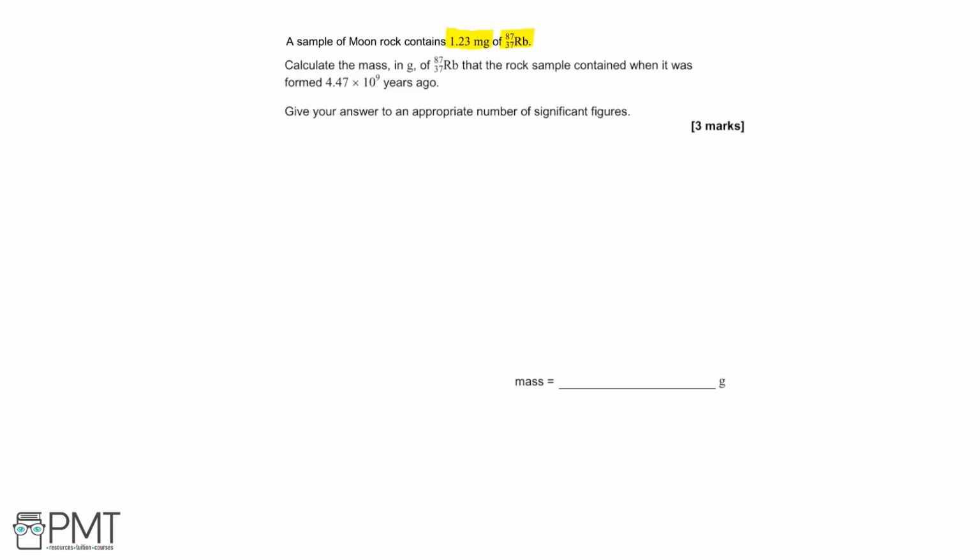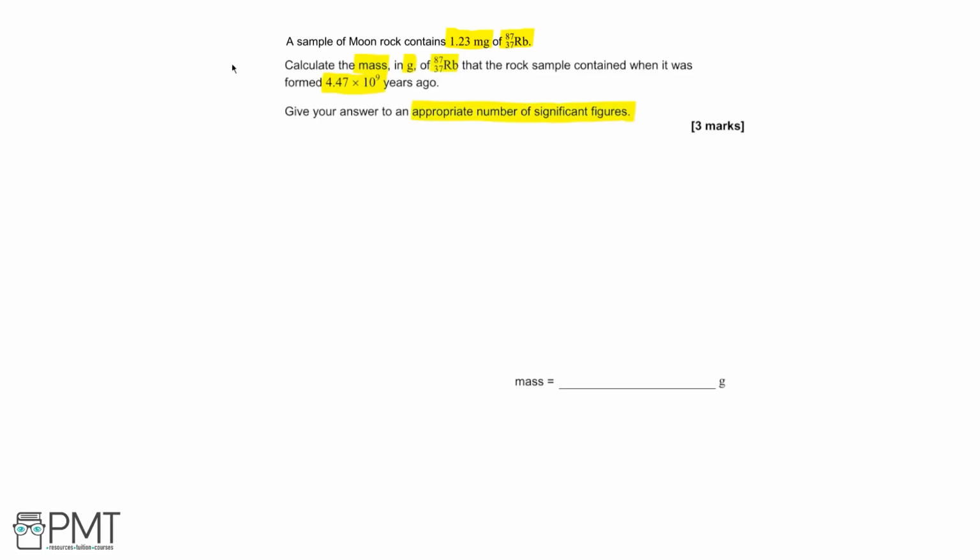The next part of the question says, a sample of moon rock contains 1.23 milligrams of rubidium-87. Calculate the mass in grams of rubidium-87 that the rock sample contained when it was formed 4.47 times 10 to the 9 years ago, and give your answer to an appropriate number of significant figures.